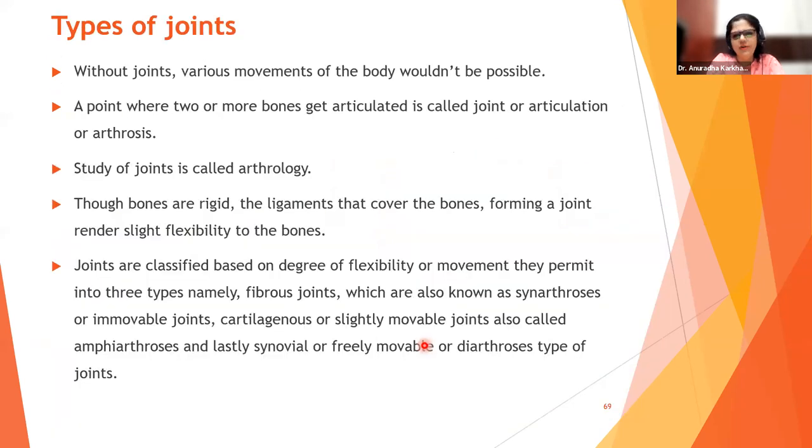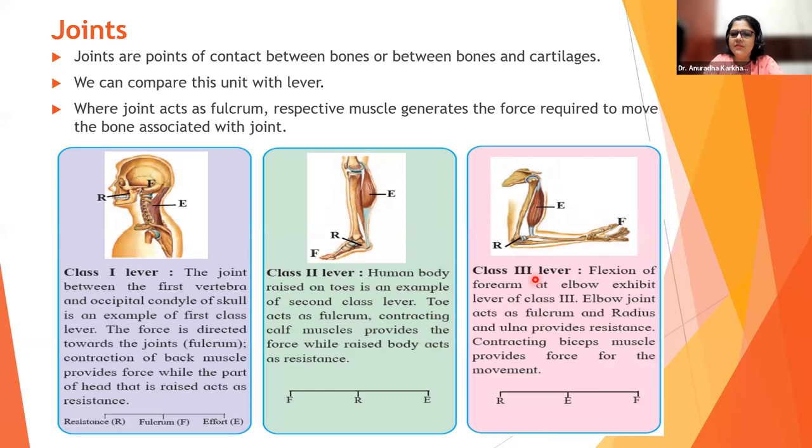Let us see the types of joints. Now, these are very simple and easy. Without joints, various movements of the body won't be possible. You wanted to explain which one, beta? Class 3 level? Okay. In class 3 level, what is happening? See, the fulcrum is this. Where is the fulcrum? Elbow joint will act as the fulcrum. The effect will be seen over here. See? Okay.